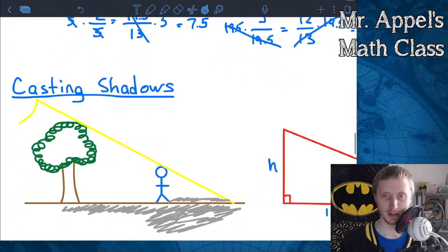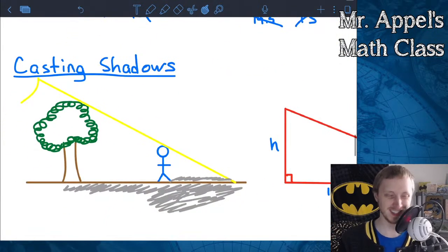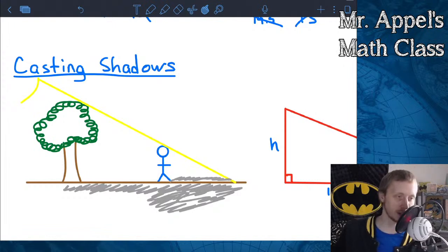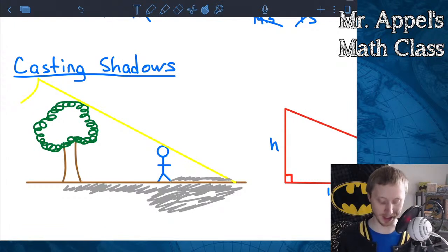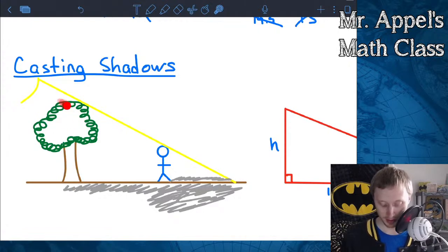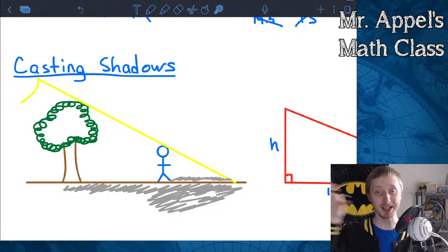A very common situation for similar triangles is in casting shadows. Well, okay, the triangles themselves aren't casting shadows. But when something does cast a shadow with the sun's rays, you've got the object itself and the shadow on the ground creates a nice right triangle here. And we can use that to measure things indirectly.